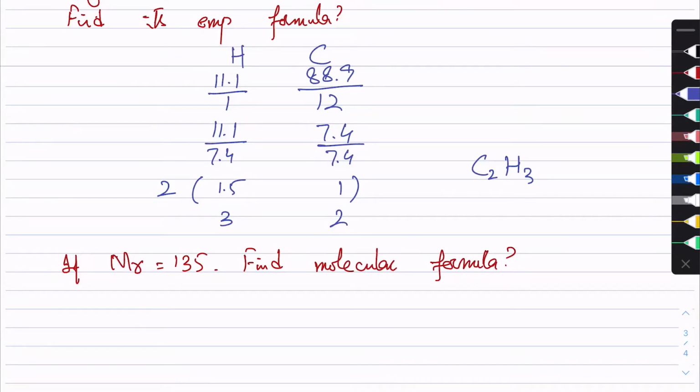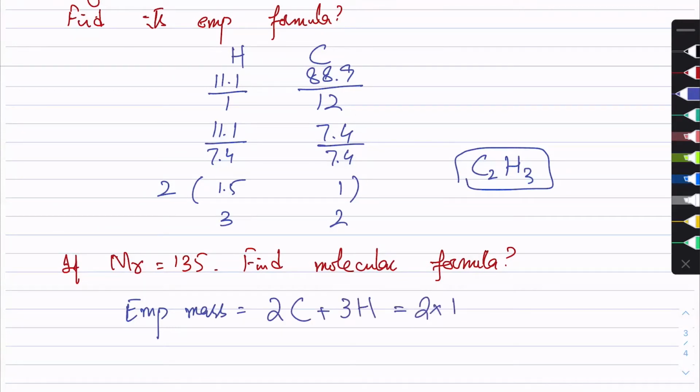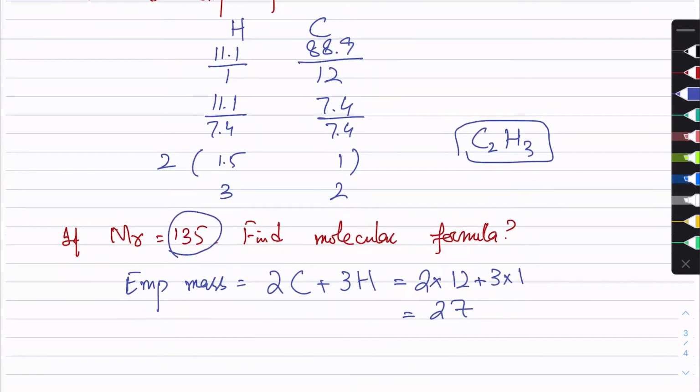The empirical formula is C2H3, so the empirical mass is 2 times 12 plus 3 times 1, which is 27. And I have MR 135. Always remember that you have to divide MR by the empirical mass and multiply that by your empirical formula.